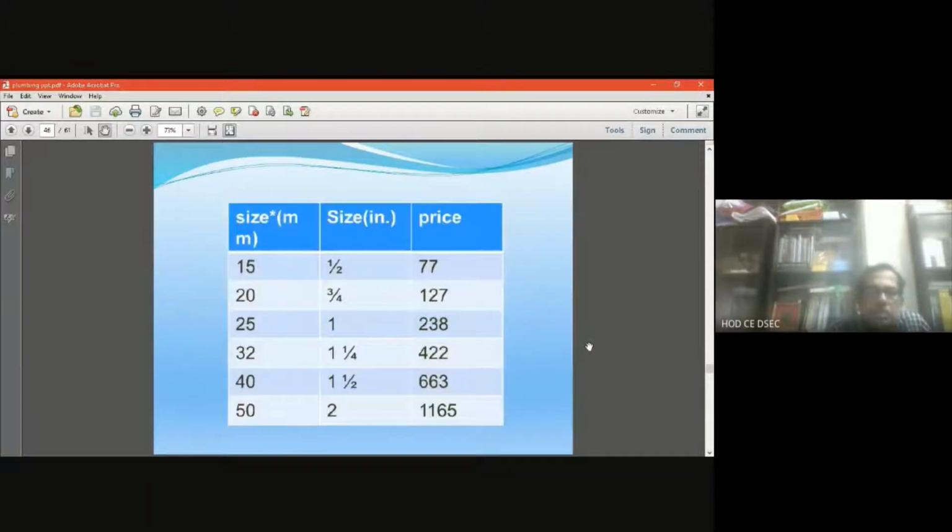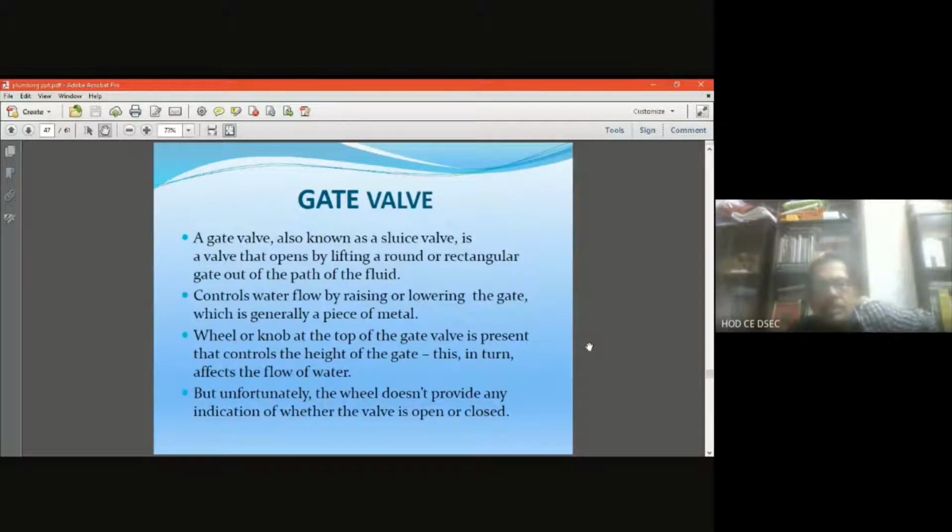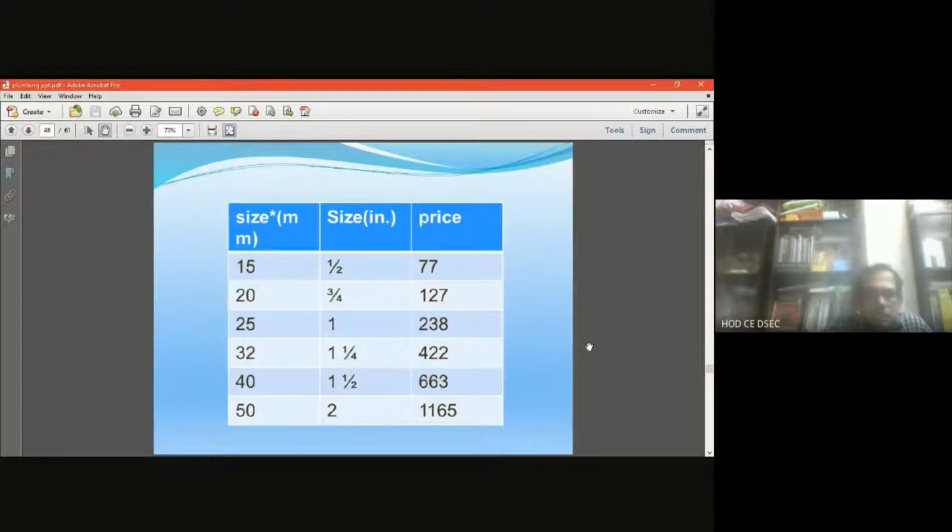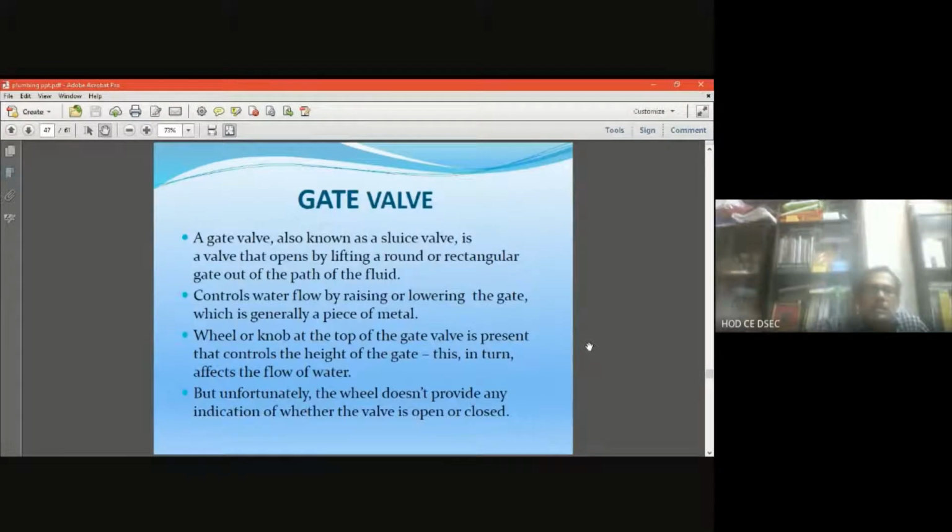Next, there are different sizes of ball valves: 15, then 20, sizes in millimeters. I am showing you 20 millimeter, 25 millimeter, 32, 40, and maximum I have shown is 50, that is a 2-inch ball valve. Because this ball valve has to be matched with the pipe sections, pipe diameter, accordingly you can see various sizes of ball valve from 15 to 50 millimeter. Now, what is a gate valve?